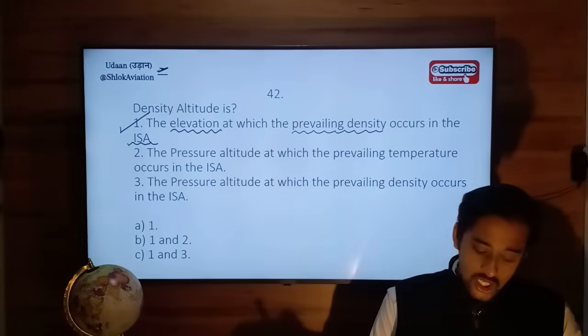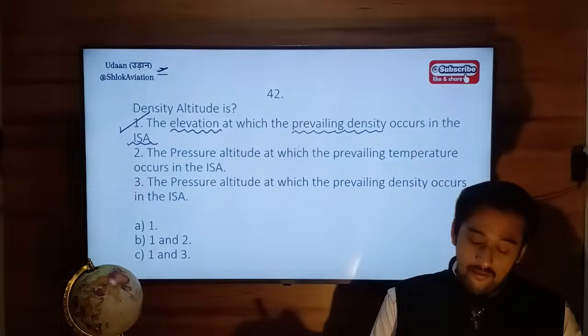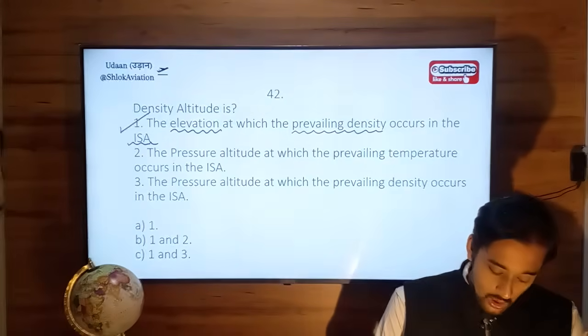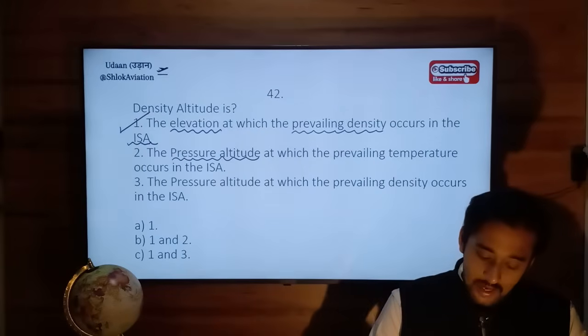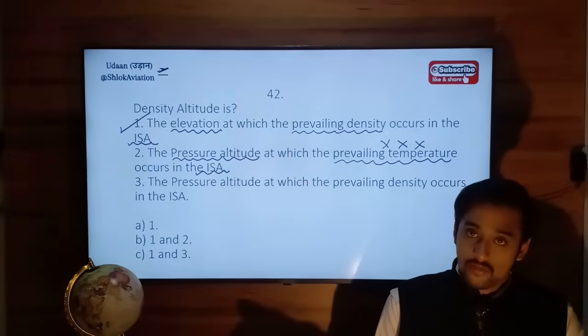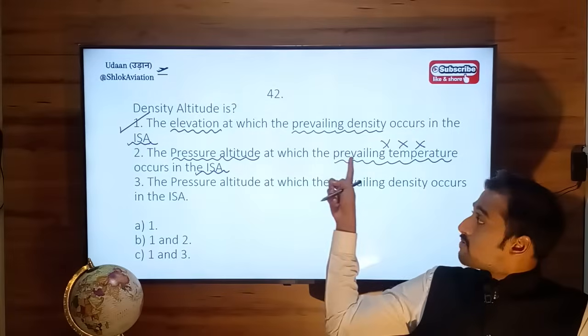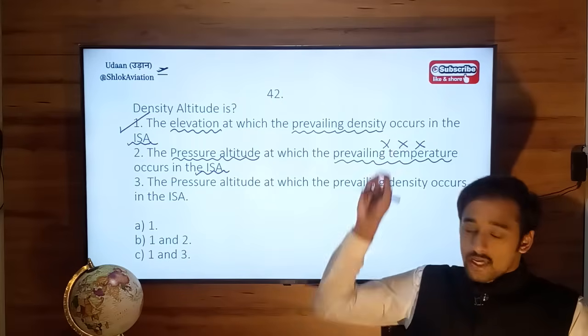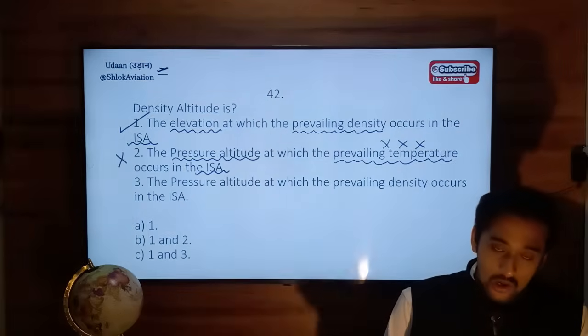Statement 2, pressure altitude at which prevailing temperature occurs in the ISA. Pressure altitude is correct. Prevailing temperature, this phrase is not correct. ISA is correct. Okay, but this prevailing temperature is not what we want. We want prevailing density. So statement 2 is wrong.